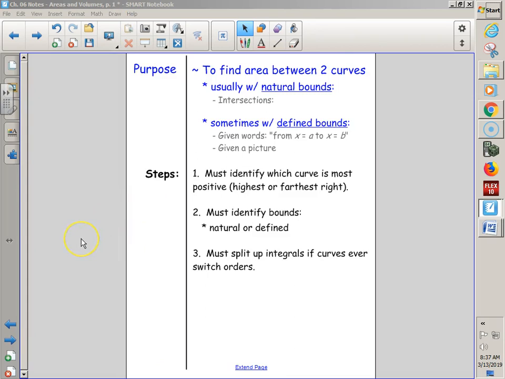There we go. So what's the purpose of this entire section? To find the area between two curves, usually with natural bounds. And if it's with natural bounds, we're going to go looking for intersections. And so intersections, remember, we're setting f of x equal to g of x, and then we're solving.